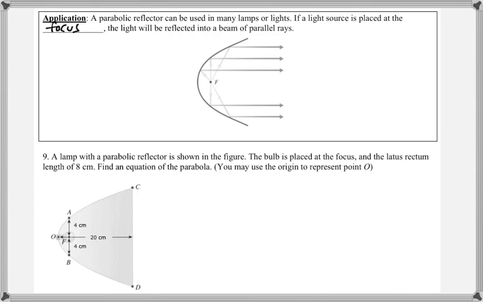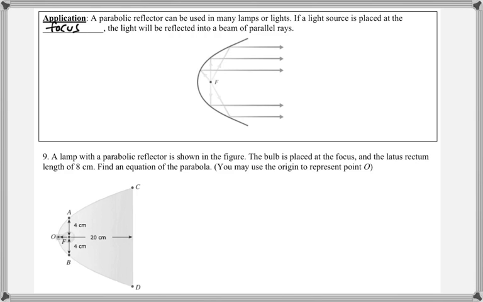So number 9 says a lamp with a parabolic reflector is shown in the figure. The bulb is placed at the focus, and the latus rectum has a length of 8 centimeters. Find an equation of the parabola, and you may use the origin to represent O.